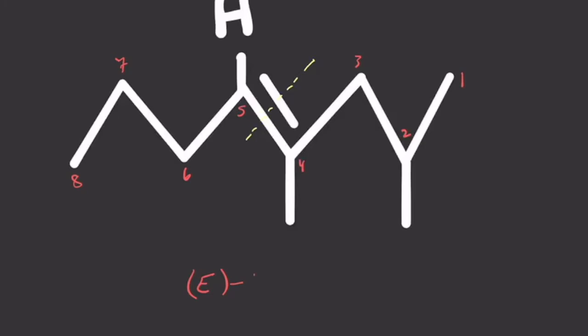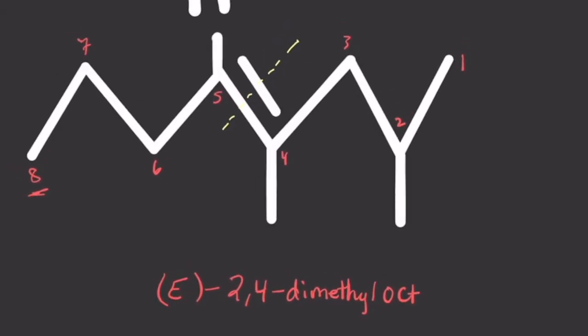And we're going to say 2, 4, because that's where our substituents are. 2, 4, the 2 methyls, dimethyl, there's 2. 2, 4, dimethyl, oct, because there's 8 carbons in total on the longest chain possible. Oct, 4-ene. And why did I put 4? I put 4 because that is where my double bond starts.